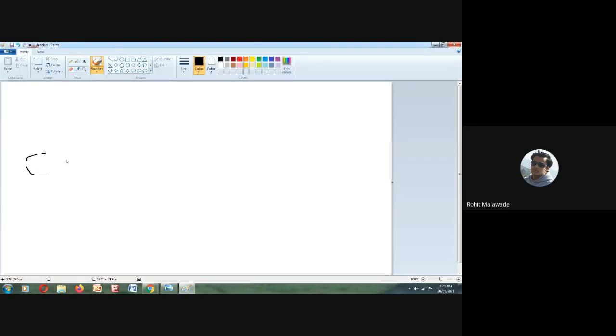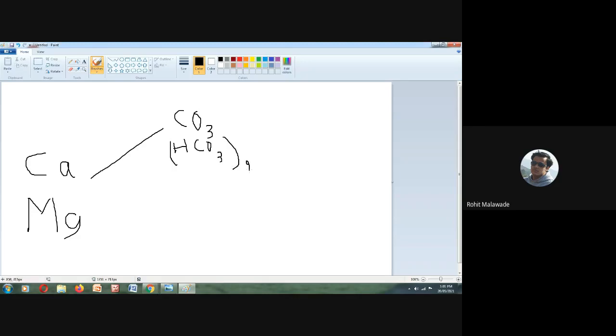Now, calcium and magnesium, if associated with carbonates or bicarbonates, it is temporary hardness. Okay.